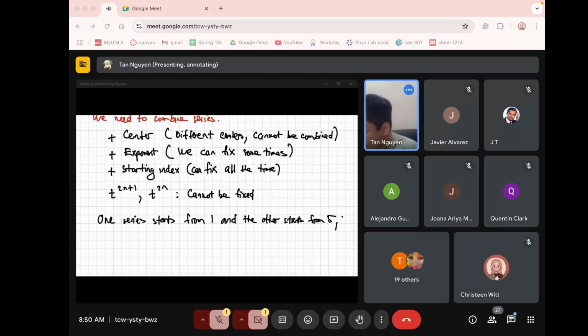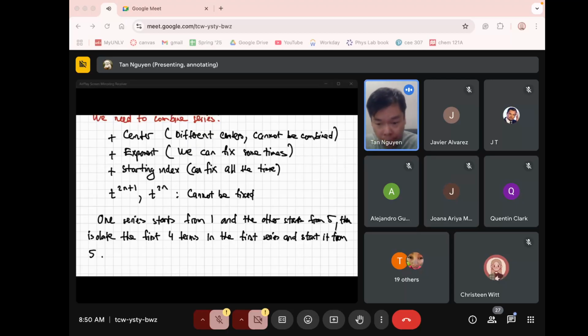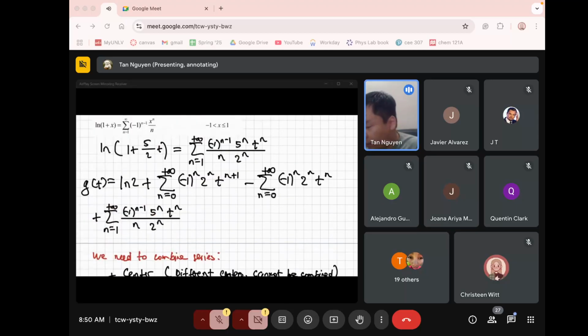Okay, then isolate the first 4 terms in the first series and start it from 5. Then the 2 series will start at the same place. So that's why even if they don't start at the same place, they can always be changed to start at the same place. Okay, let's take a look at what kind of series we have here.